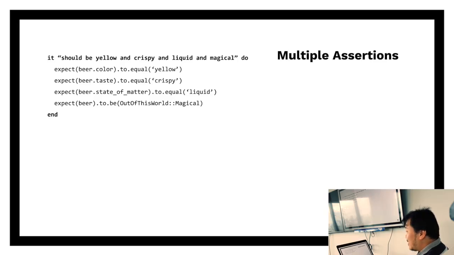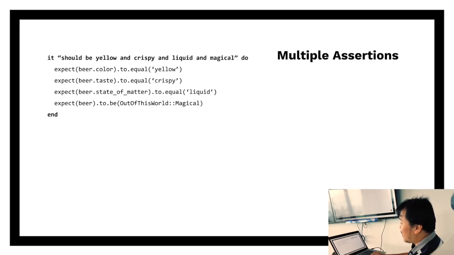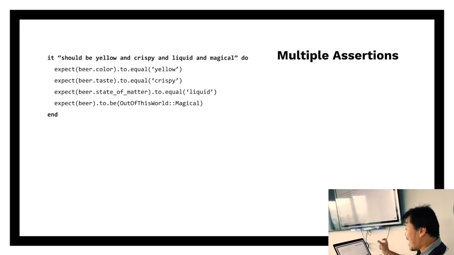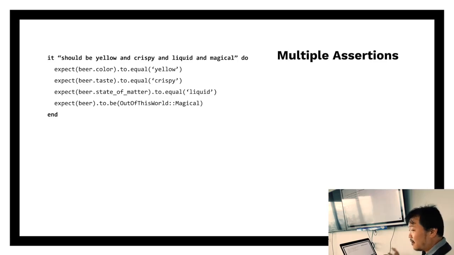Multiple assertions: it should be yellow and crispy and liquid and magical, for example. In this case, after you do your precondition and set up your test, you test for four things. There are multiple reasons why this is probably not palatable, or is an anti-pattern, or will confuse the next developer. Primarily, it's because there are multiple reasons why the test can fail. You have one test, and it could fail because of the taste, the color, the same matter, or the plus. That's more of a guideline when people write tests. Whenever you see an "and" in the description, either before or after, you need to be really suspicious, because it's probably not going to be tested well.